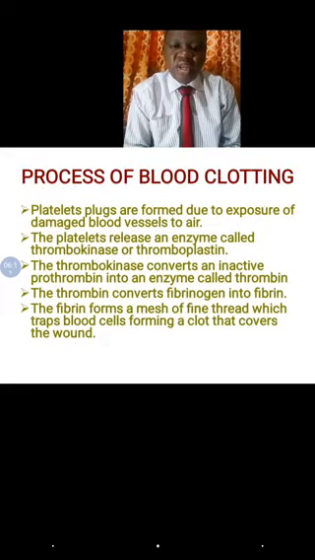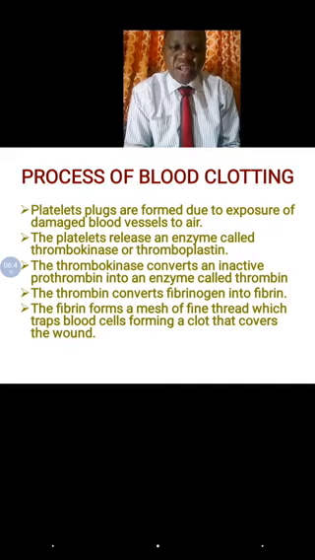Now let's see the process involved in the clotting of blood. Number one, the platelet plugs are formed due to exposure of damaged blood vessels to the air. What happens when there is damage to a blood vessel? You have blood coming out of that part of the body, and then the platelets are activated, and they help to release an enzyme called thrombokinase or thromboplastin. The thrombokinase eventually helps to convert an inactive prothrombin into an enzyme called thrombin. The thrombin will then convert fibrinogen, which is a soluble substance in the blood, to fibrin.